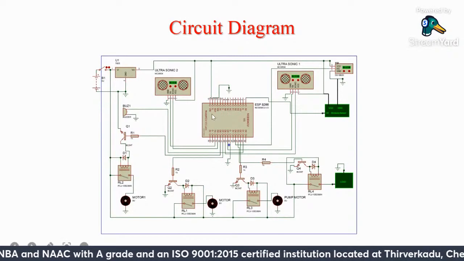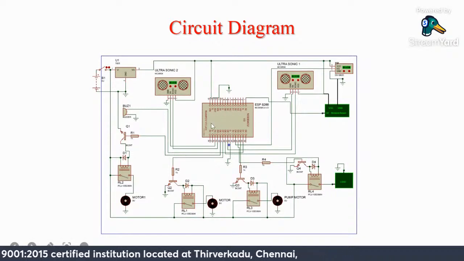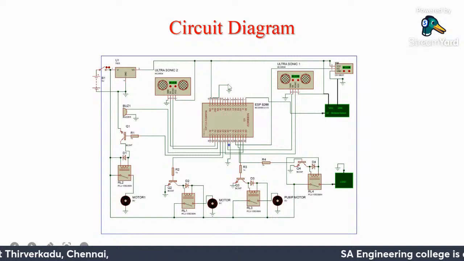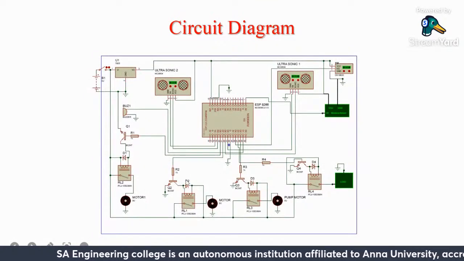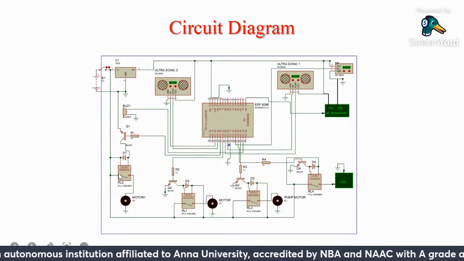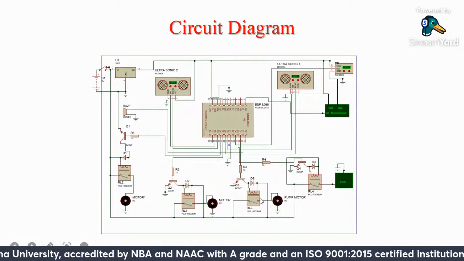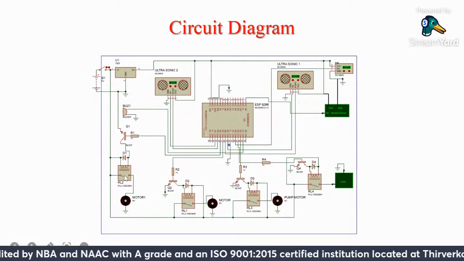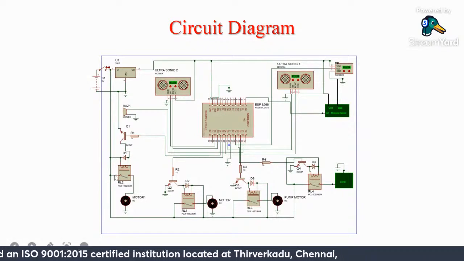Next, coming to the circuit diagram of the proposed system. Here you can see the NodeMCU, and this one is the ultrasonic sensor. As I told already, we are using two ultrasonic sensors, and these are the transistors, NPN type, BC547. And these are the electromechanical relays. I'm using four electromechanical relays, which we can see in the project image also.